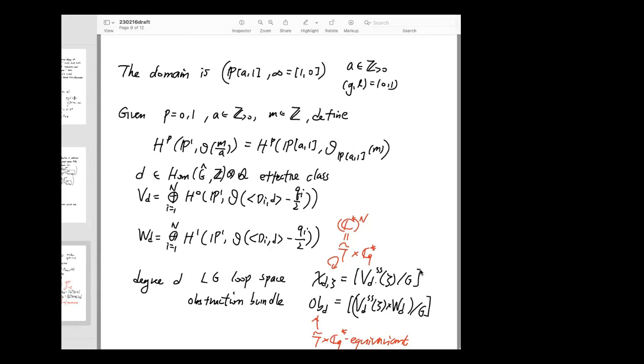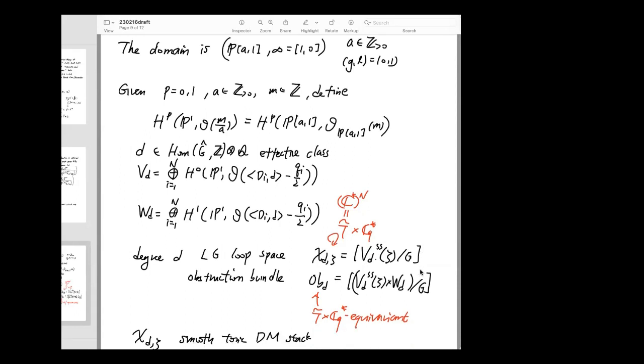So this is very similar to the orbifold quasi-map theory. There's no Q_i. So we define degree for this effective class. We define degree V Landau-Ginzburg loop space. So G acts on the i-th part just by the character D_i. This LG loop space is actually a smooth toric Deligne-Mumford stack, and the obstruction bundle is a smooth toric bundle. And right now, there's no superpotential yet.